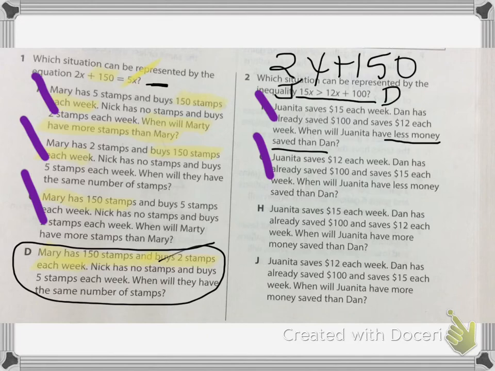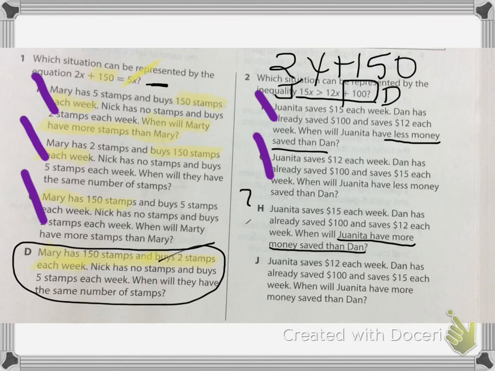Dan has already saved $100, so that's my plus 100, and he saves $12 each week. So when will Juanita have more money saved than Dan? So that's greater than. So Juanita is greater than Dan. When will Juanita have more money, which is greater? So H is looking pretty good. I'm going to put a question mark by it, but I'm going to still look at J.